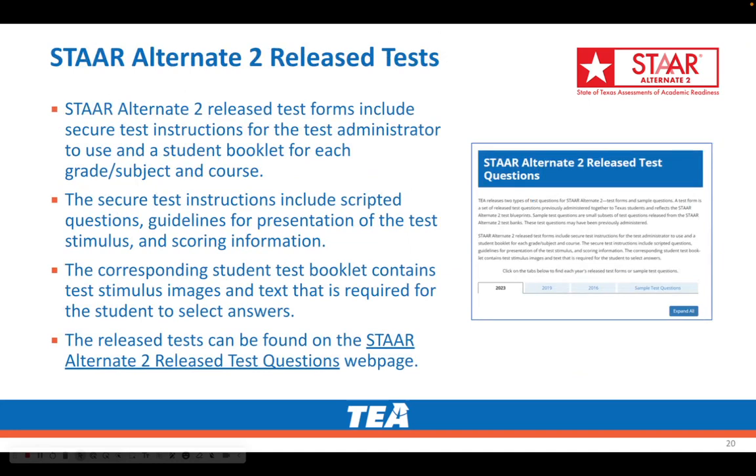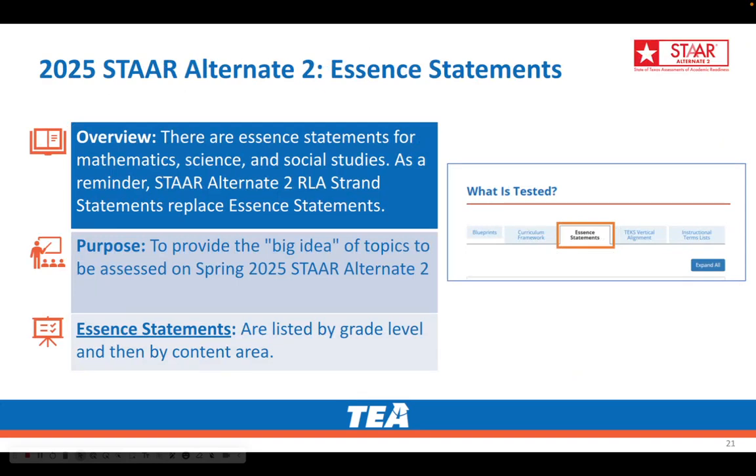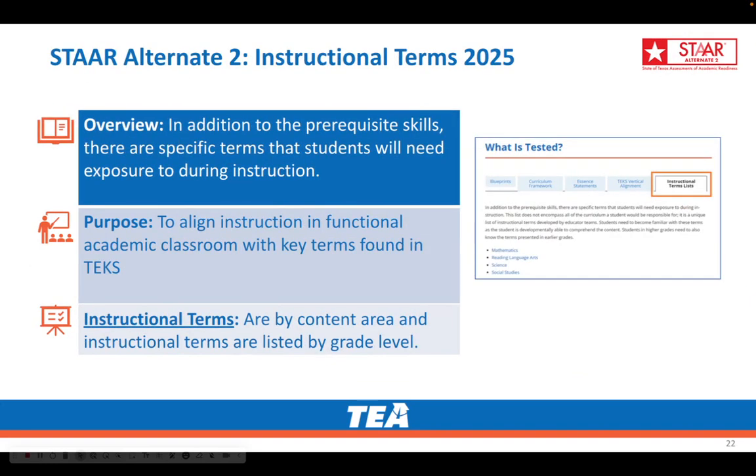There are release tests out there. If you can go to the TEA page, full release tests for the various years. When you are reading your test administrator manual, it talks about these things with the essence statements and the instructional terms. Again, all these things you can preview for old tests and see what they look like, and help you out with the administration. But if you're following that manual, you will absolutely have all the information that you need.